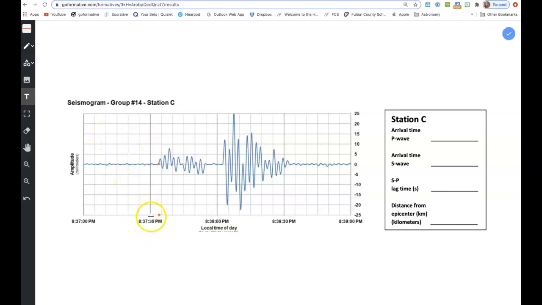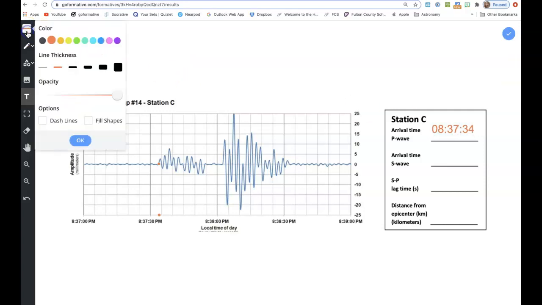So I'm going to say, since each one of these is worth 5 seconds, it was 8 o'clock, 37 minutes, and about 34 seconds. So 8, 37, 34. Okay, I'm going to change my color.